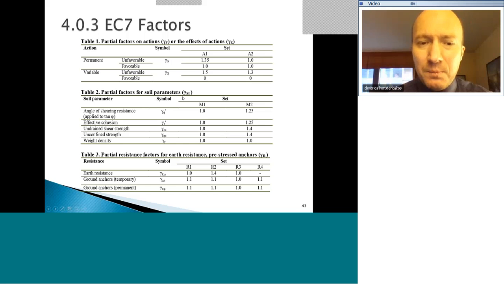Then on the partial factors on soil strengths or soil parameters, with the M1 set, everything is unity. With the M2, the angle of shearing resistance, or the friction angle, is basically adjusted according to the tangent of the friction angle with a factor of 1.25. Our effective cohesion is divided by 1.25, undrained shear strength by 1.4, and confined compressive strength as well. And weight density is the same, which I think is wise. We'll see here this 1.4, in some cases, will really lead to very funny results.